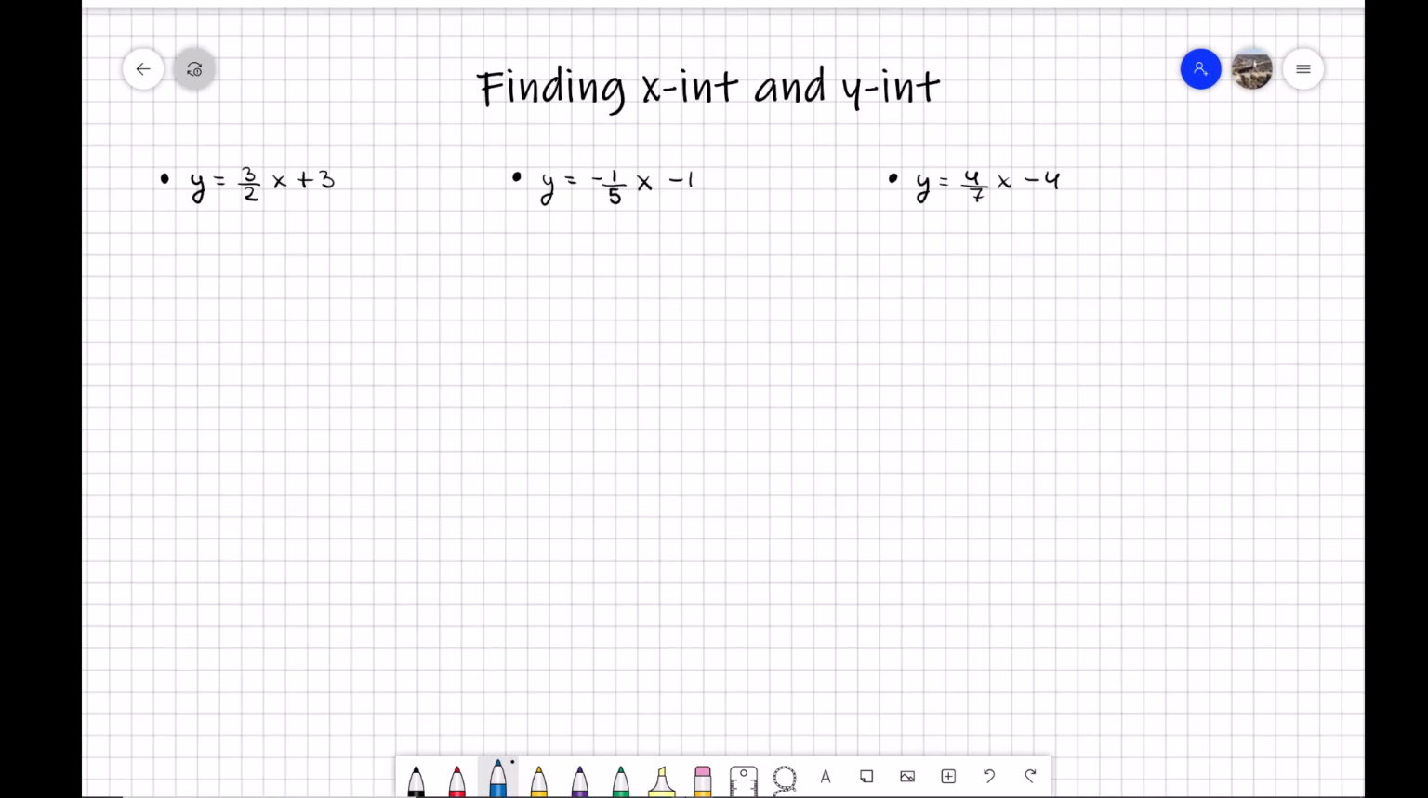Today we're going to find the x and the y-intercept of a function, but this time we're gonna find them directly from the function. So let's start with the first function. We have y equal to 3 over 2x plus 3. Let's start with the x-intercept.